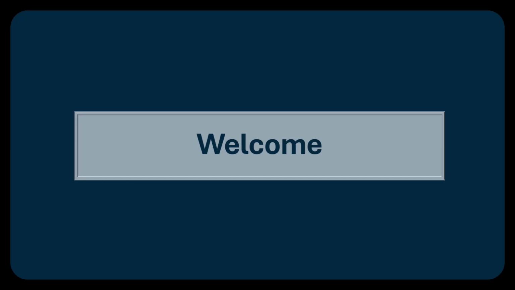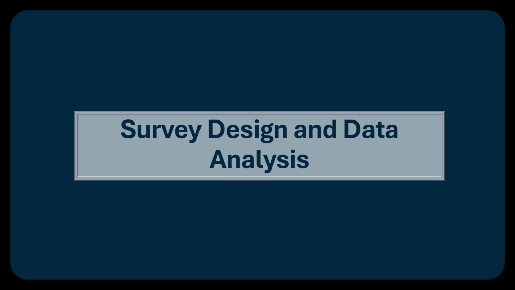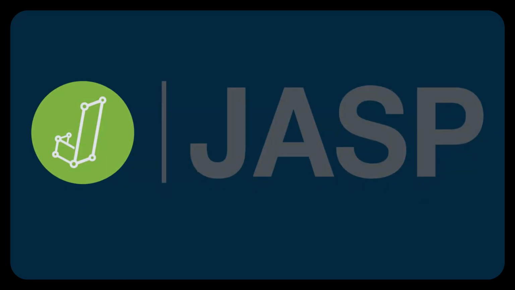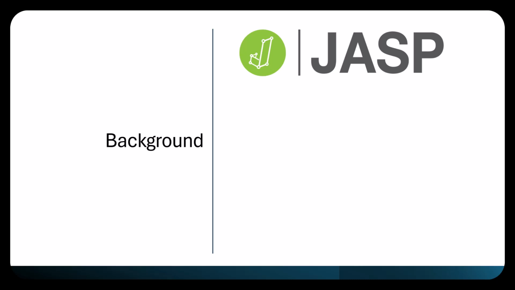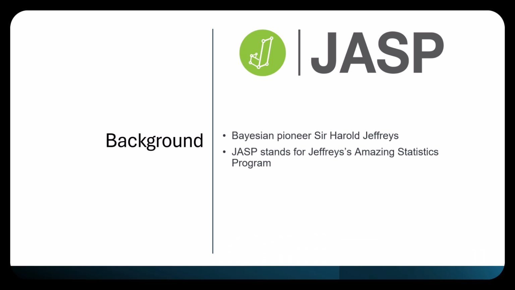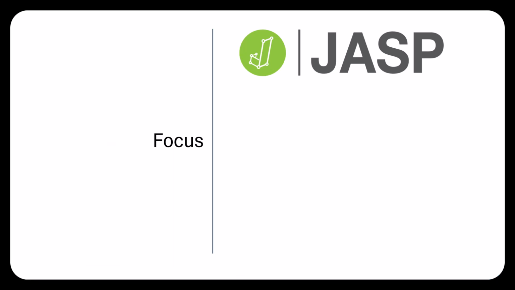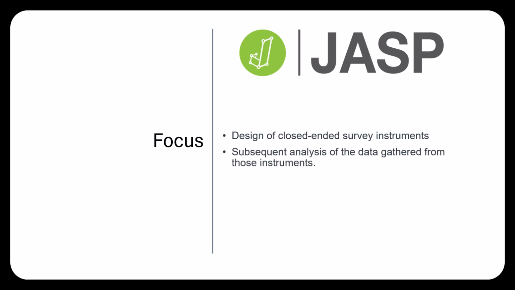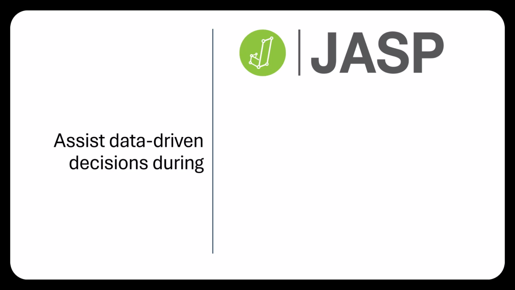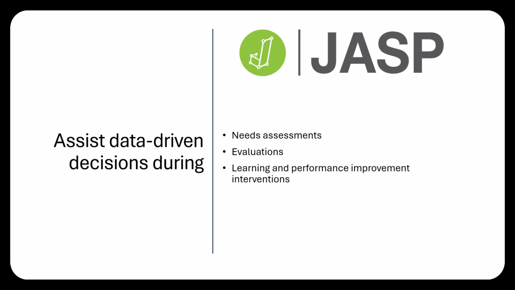Welcome to the Survey Design and Data Analysis module for the final evaluation report. To complete the assignment, you will be using software called JASP. In recognition of Bayesian pioneer Sir Harold Jeffreys, JASP stands for Jeffreys's Amazing Statistics Program. This course focuses on the design of closed-ended survey instruments and the subsequent analysis of the data gathered from those instruments. The analysis is used to assist data-driven decisions during needs assessments, evaluations, and other learning and performance improvement interventions.